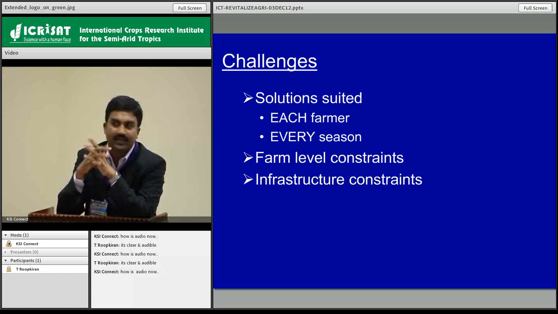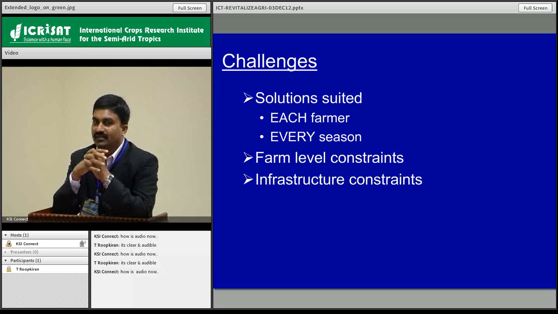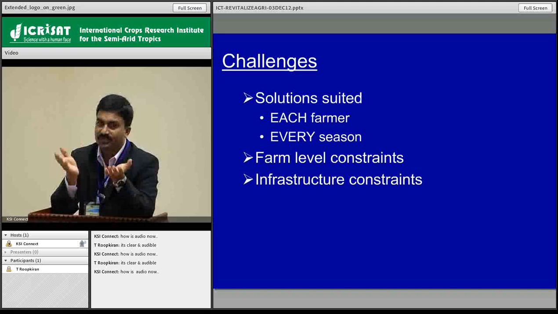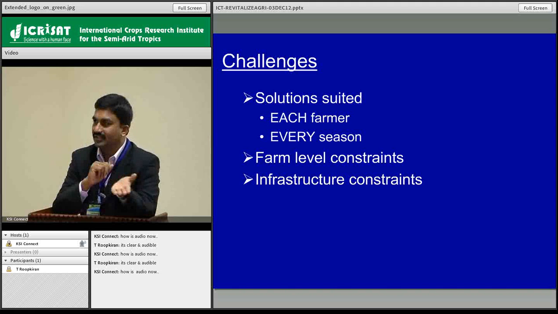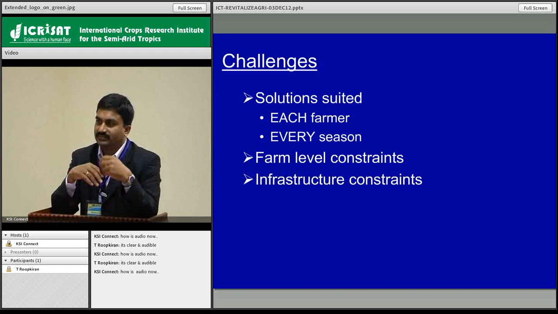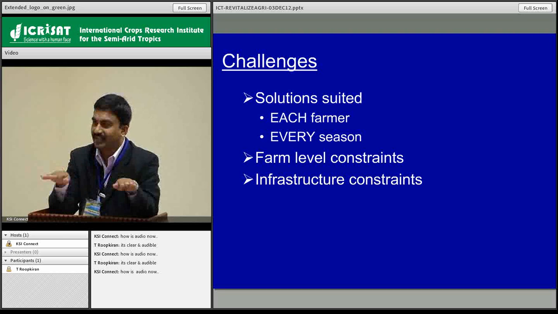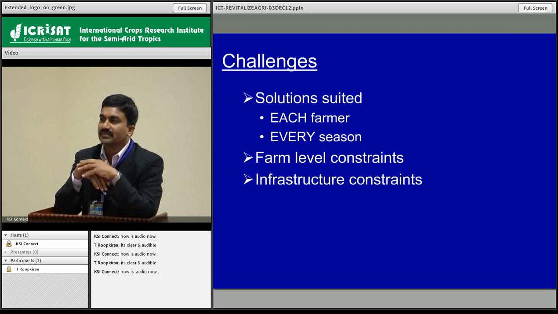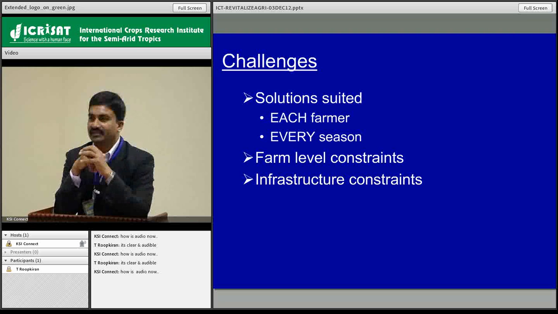Then farm level constraints. The Indian farms are very scattered, and for some of the farmers in rainy season you can't go in, equipment cannot go in, and most of them don't have even basic kind of leveling. So these are the farm level or infrastructure constraints farmers face, and they don't have any easy solutions.